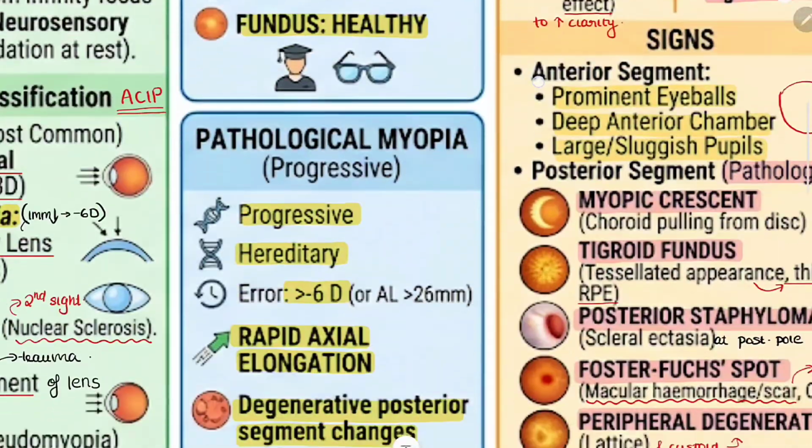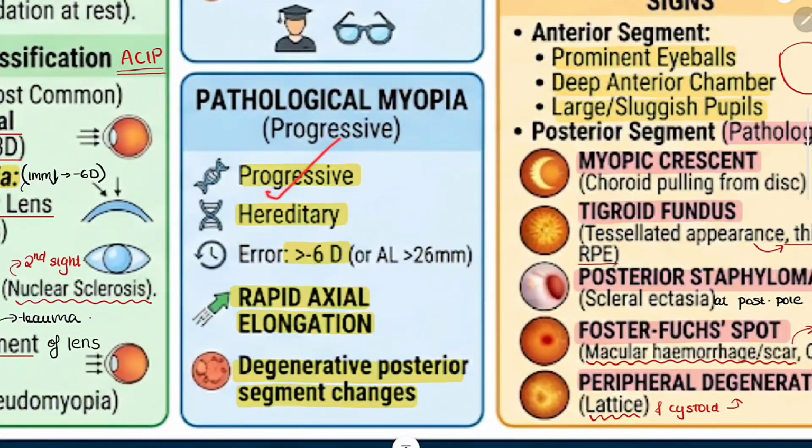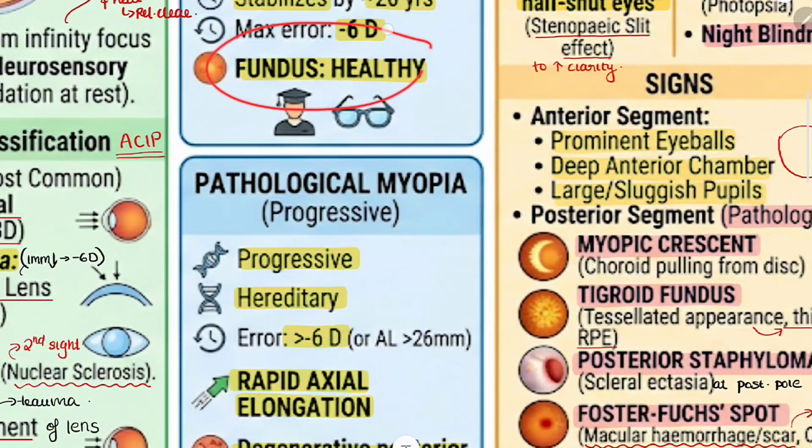While coming to pathological myopia, it is progressive, while school myopia stabilizes at 20 years of age. Here it will be progressive. It can be hereditary. The error will be more than 6 diopter. And here we can see rapid axial elongation, more than 26 millimeter. Also degenerative posterior segment changes can be seen, which we will study now. While in simple myopia the fundus was healthy.